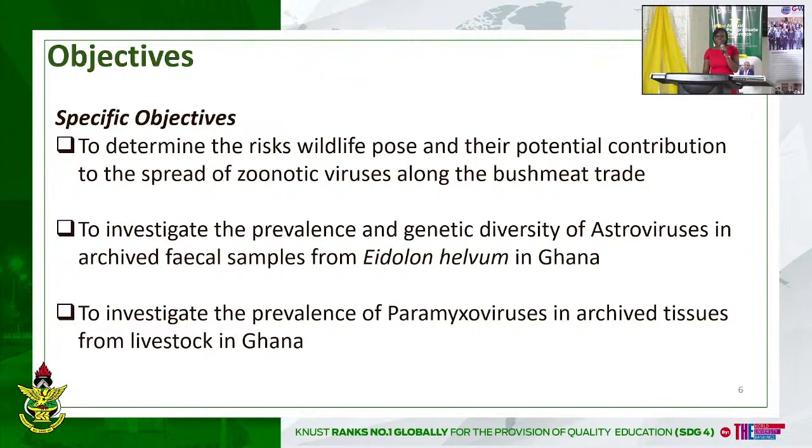Further, I would determine the risks wildlife pose and their potential contribution to the spread of zoonotic viruses along the bushmeat trade. I would also investigate the prevalence and genetic diversity of astroviruses in archived fecal samples from Eidolon helvum in Ghana, i.e. fruit-eating bats. And finally, I would investigate the prevalence of paramyxoviruses in archived tissues from livestock in Ghana.